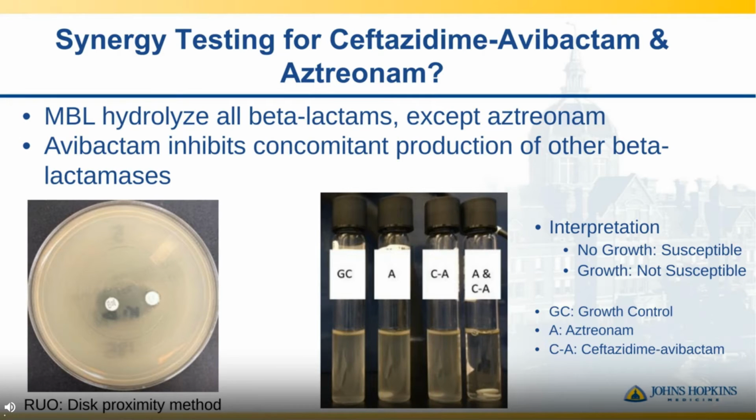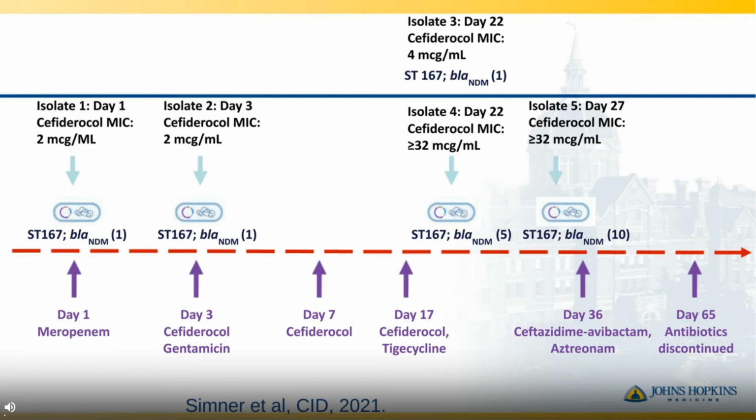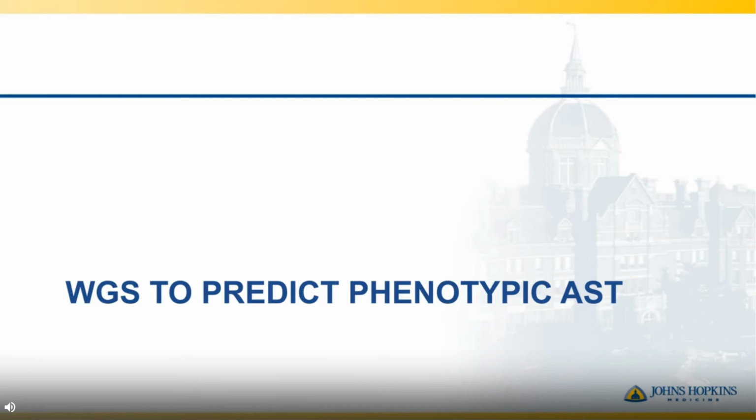And that was what we ended up treating this patient with successfully, and the patient is doing well to date. So this is a case where we were able to demonstrate how we can use whole genome sequencing to define mechanisms of resistance. And so how can we relay that information into predicting the phenotypic AST, applying whole genome sequencing to predict phenotypic AST results?